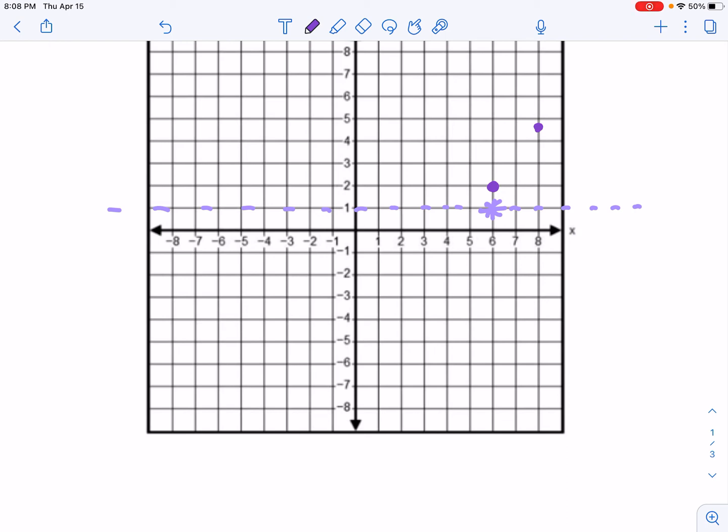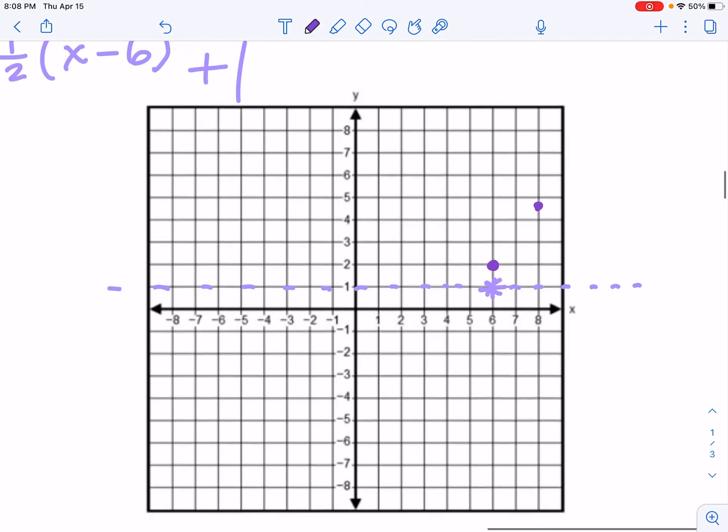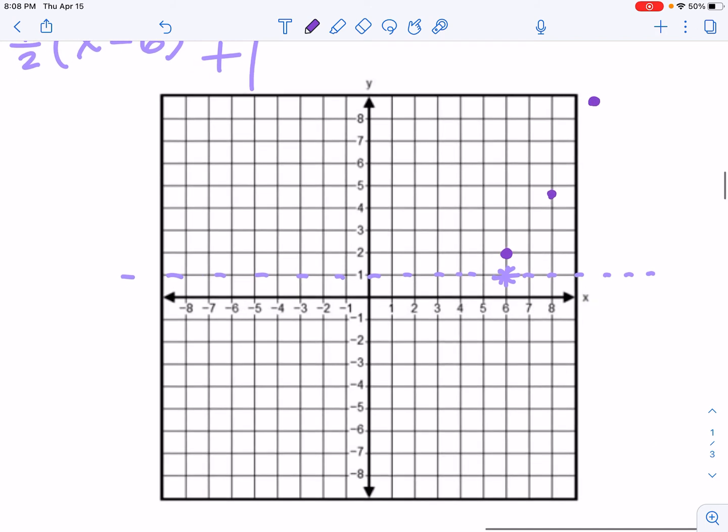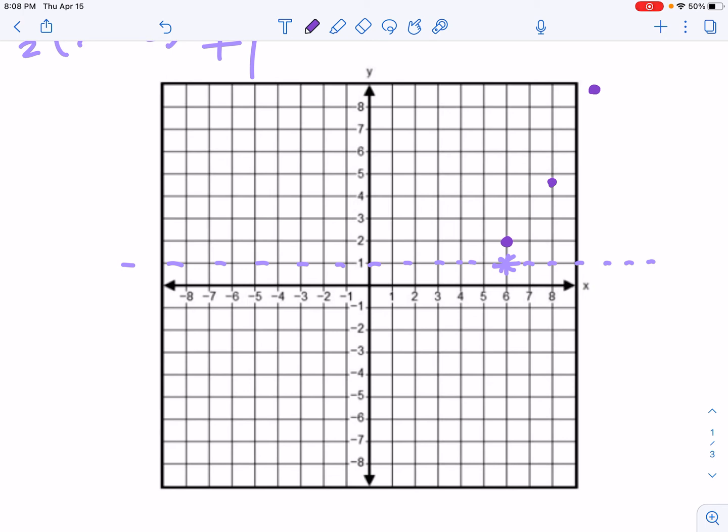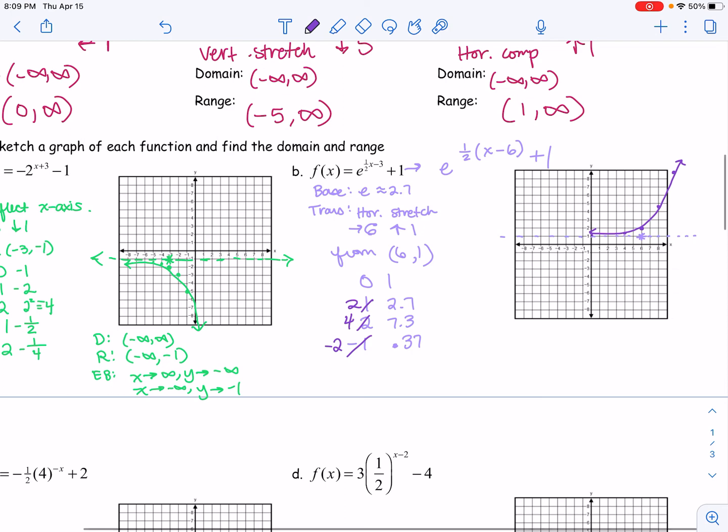I could also go 4 and up 7.3. I know that's going to be off the graph, but 1, 2, 3, 4, 1, 2, 3, 4, 5, 6, 7.3 would be somewhere like up here. And then I could also go left 2 and then up the 0.37. So about like right there. And so again, you get that shape of that exponential. It is growth because e is a number bigger than 1.